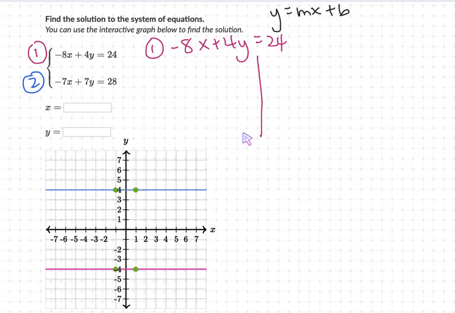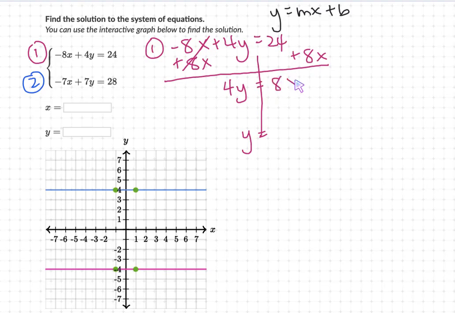I need to get y by itself. So I need to get rid of this minus 8x on the left-hand side. I'm going to do that by using inverse operations to cancel. So then I end up with 4y equals 8x plus 24, since they're not like terms. Then this is multiplied by 4, so I need to divide by 4 for everybody.